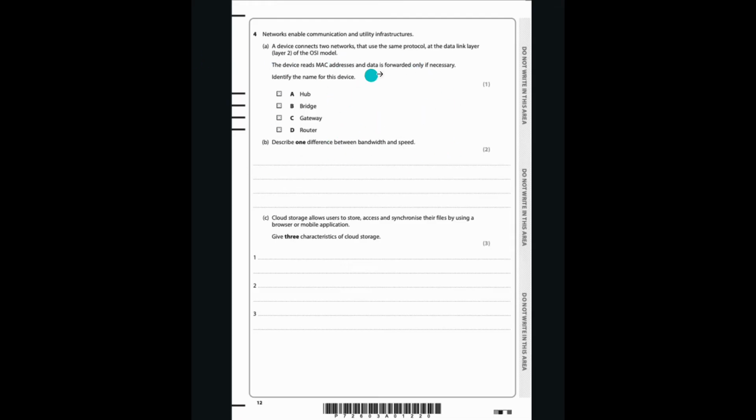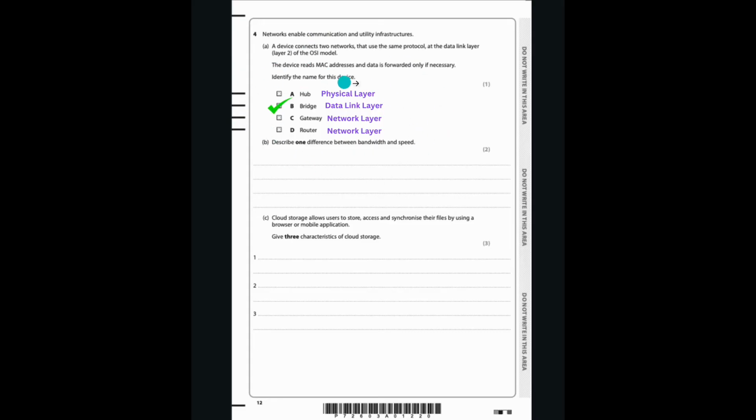For these things, when you study TCP/IP, please go through each layer and identify which type of device works in which layer. I'll give you some of the answers. Hub works on the physical layer. Gateway and router both work on the network layer. Only the bridge works on the data link layer. They are asking which device works at the data link layer, so the bridge is the only one. So the answer will be option B.